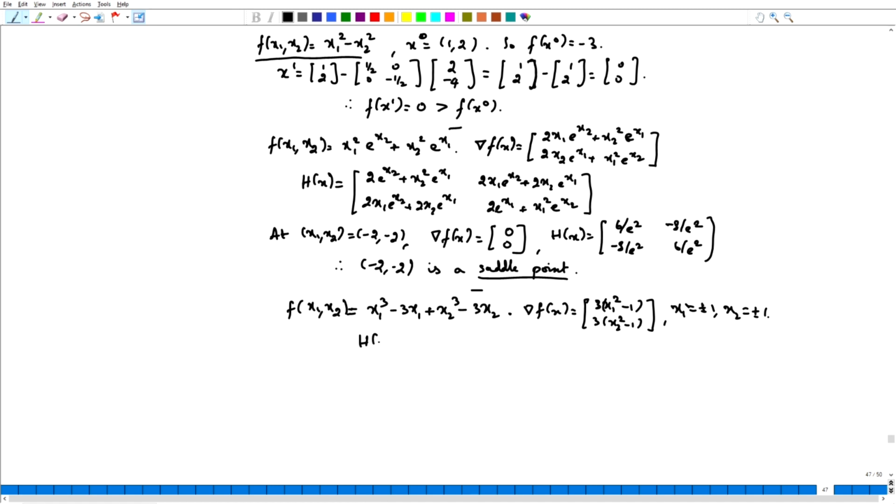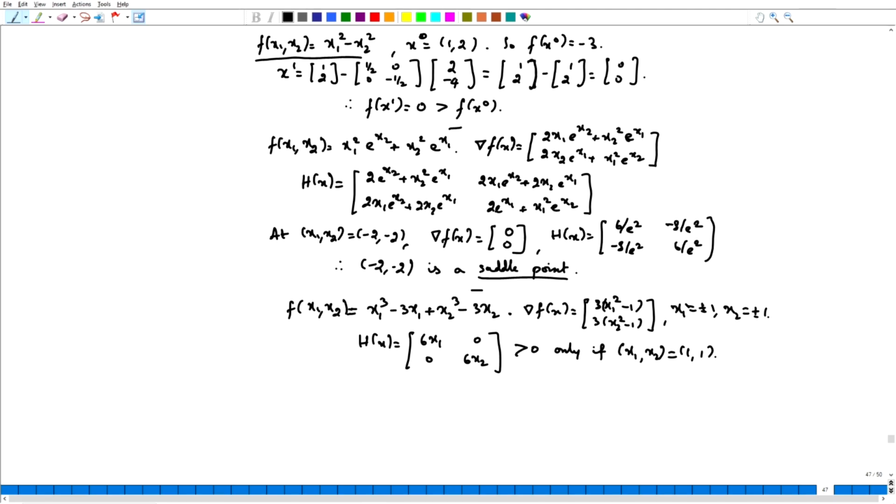We can also check h of x, which is 6x1, 0, 0, 6x2, and so this is positive definite only when x1 x2 is 1 comma 1. So, 1 comma 1 is the only local minimum, 1 minus 1 and minus 1 1 are saddle points, and minus 1 minus 1 is a local maximum. Fine. So, that is very clear analytically.